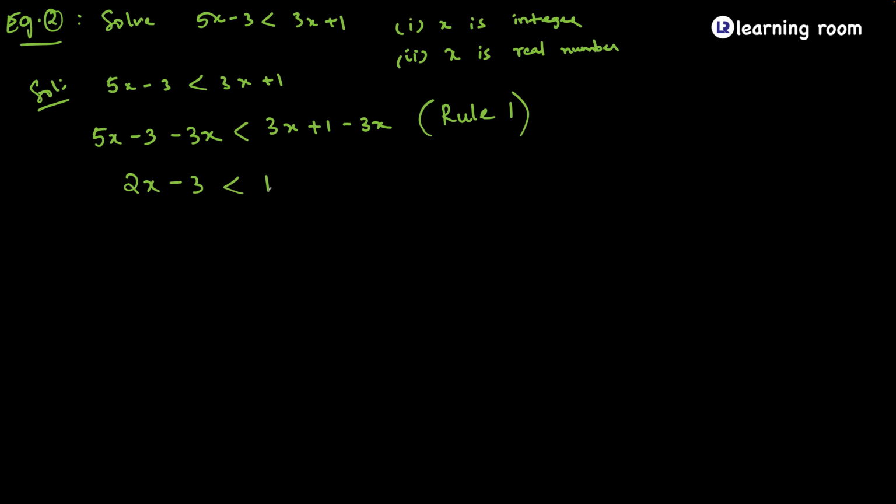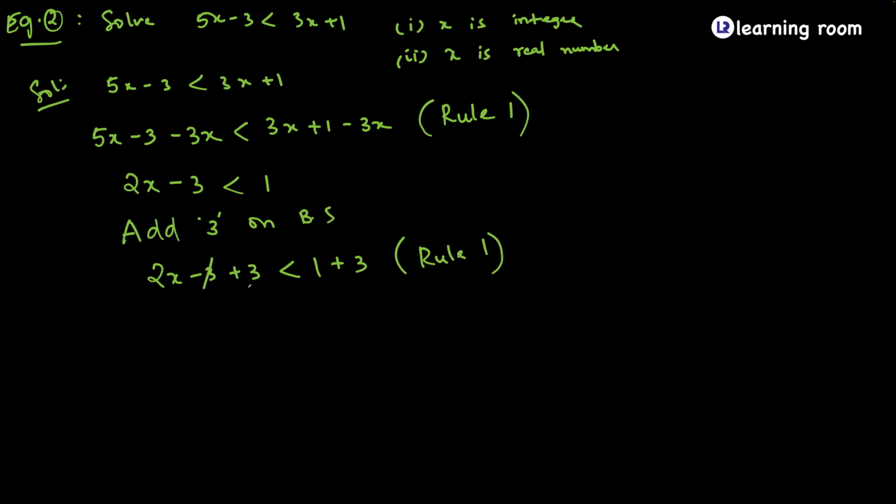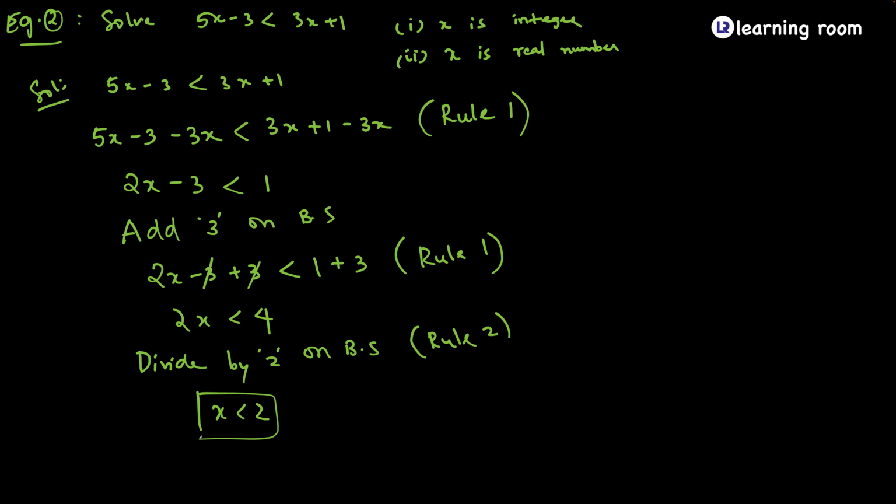So what should I do to take the minus 3 to the other side? Add 3 on both sides. See, these things are important for the steps. So when you add that, 2x minus 3 plus 3 is less than 1 plus 3. What rule did I follow? Here also, rule number 1. So when I do this, 3 and 3 will get cancelled. 2x is less than 4. So I need 2 to go to the other side. Divide by 2 on both sides. What is it? It is rule number 2. When I do this, x will be less than 4 by 2, which is going to be 2. So x is less than 2 basically.